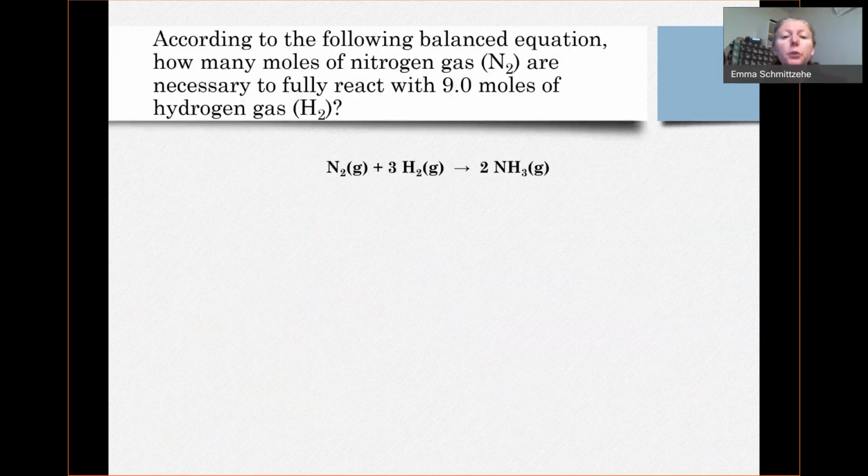So this first one, I say, according to the following balanced equation, how many moles of nitrogen gas are necessary to fully react with 9.0 moles of hydrogen gas? Okay. So we only have one value to start with, so I'm just going to go ahead and write down that value because I have to start there. And so I have 9.0 moles, so MOL, of H2.